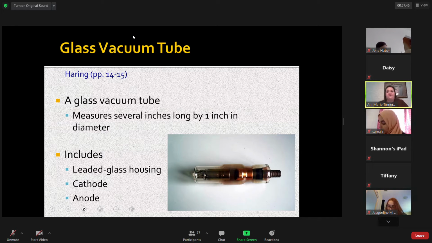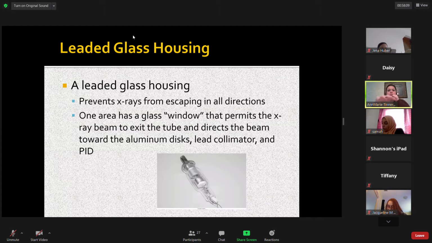All right, so your glass vacuum tube is going to measure several inches long and about 1 inch in diameter. Again, this has your leaded glass housing, your cathode, and your anode. All right, leaded glass housing. The purpose of this is to prevent X-rays from escaping in all directions. Okay, we want our X-ray beam to be one path. All right, you need that central ray. Okay, so we don't want X-rays coming out and escaping in all different directions.